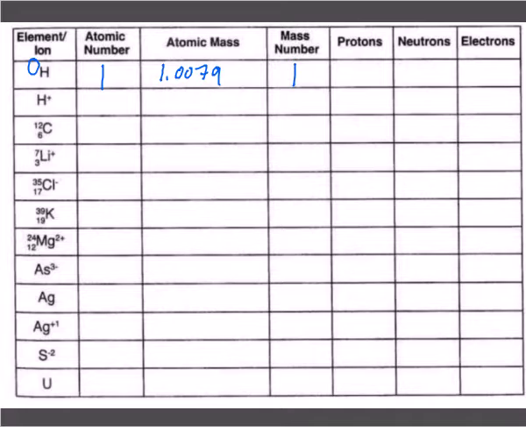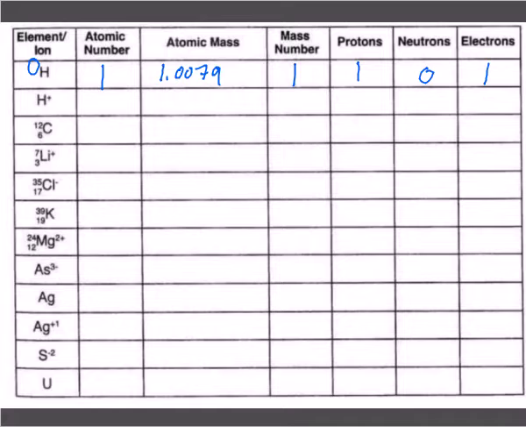How many protons does hydrogen have? 1, because it's the same as the atomic number. How many electrons will this one have? Why? Because is there a charge? No. Neutrons we have 0. That is the only element, guys, in the periodic table that has no neutrons. Hydrogen is very unique because of that.